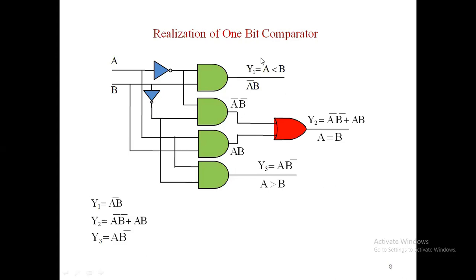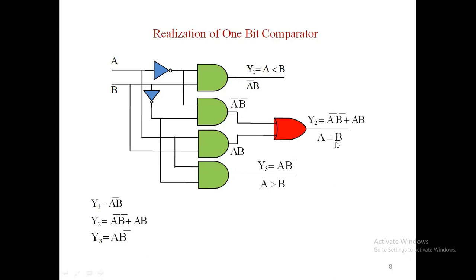So see here, we got the value y1 as 0. A value is 1, B value is 0. So 1 is less than 0. The condition is false. That's why we got the value y1 equal to 0.